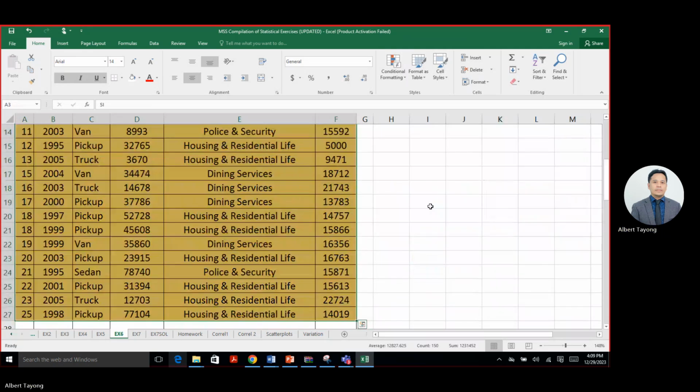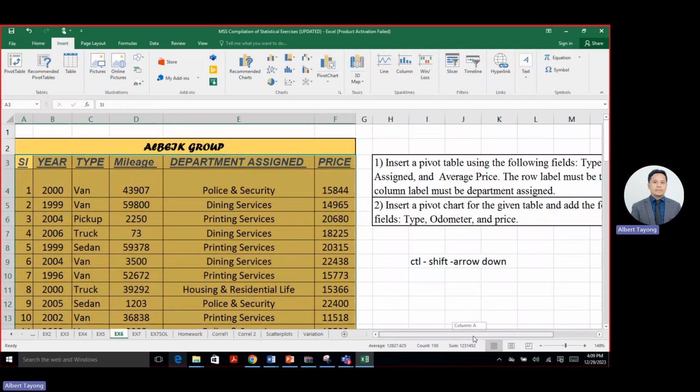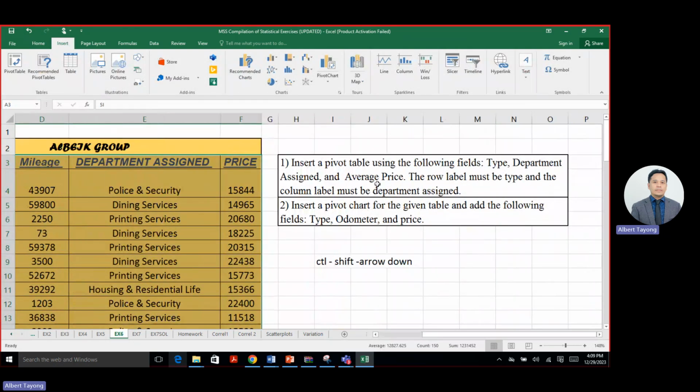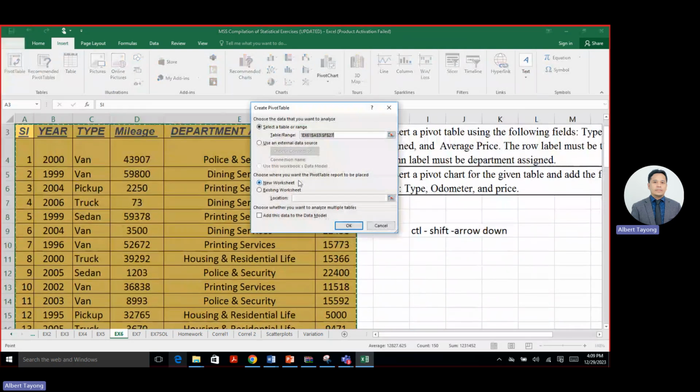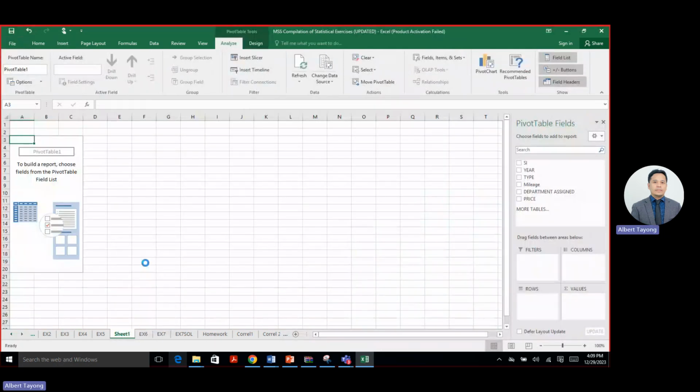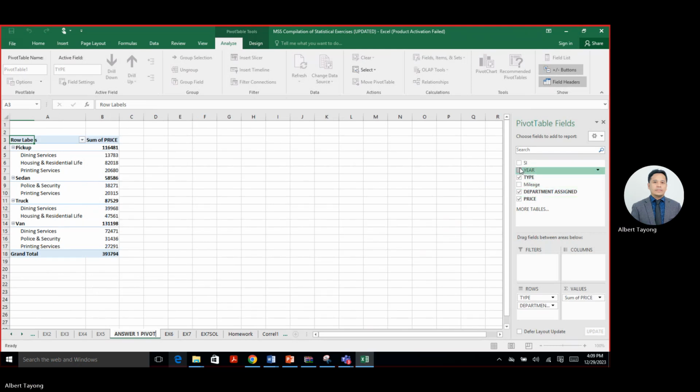The insert pivot table is the first one. So we click pivot table. First, read what you need. You need the type, the department assigned, and the average price. Now, when you click OK, it will take you to another sheet. Okay, so click OK. See, Sheet 1. You have to rename this. Write answer 1 pivot, or you can write pivot table. Now select the type, department, and the price. These are the 3 requirements.